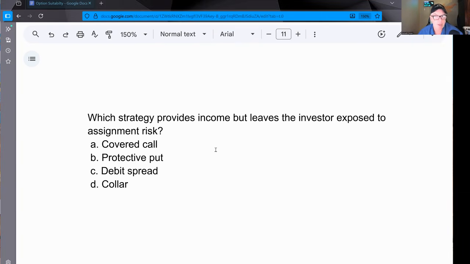There it is. Good. Because again, B, C, and D, you do have a collar, but you're not really doing a collar for income so much, maybe a little bit. You're more doing it to sell the call to pay for the put. You're not looking for more income like a covered call.